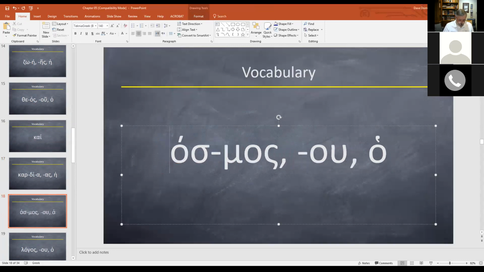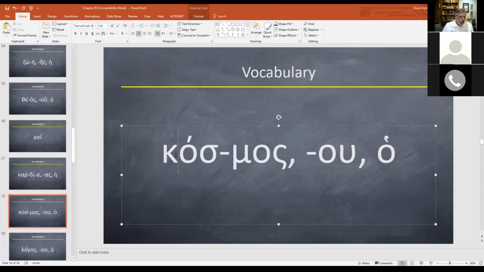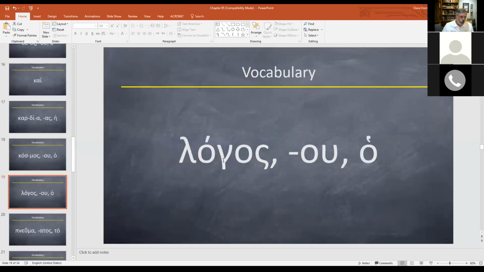2 vowels, so 2 syllables. Cosmos. Carl Sagan, the late atheist, would use this word a lot, and he'd speak about the cosmos, which is, of course, the world or universe. Humankind.